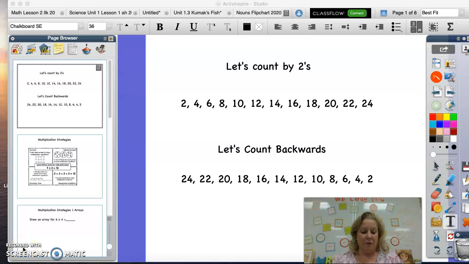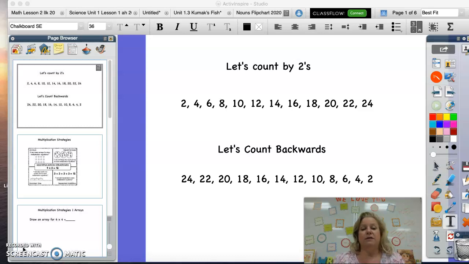Okay, good morning. I'm going to go ahead and go over those 4 strategies of multiplication that we learned last week. We begin our lesson with counting by twos. We're going to count forward and then backwards, and you can count with me.